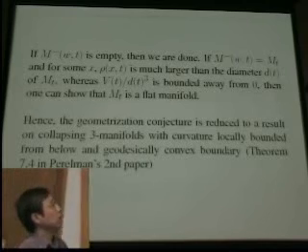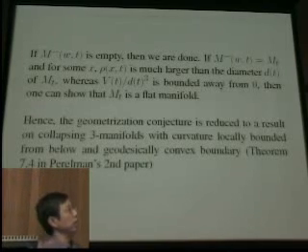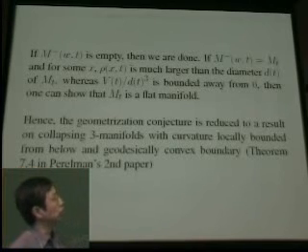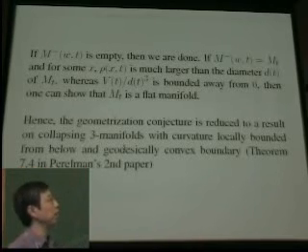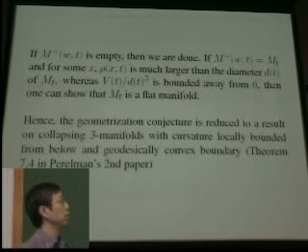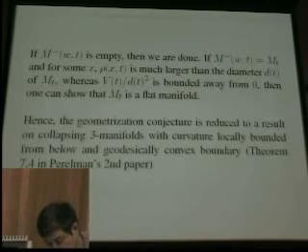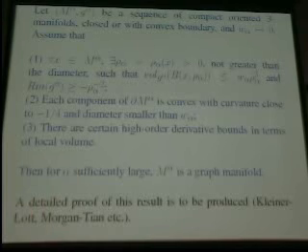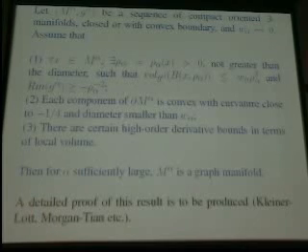So after this exceptional case is studied, the geometrization conjecture is reduced to a result on collapsing three-manifolds with curvature locally bounded from below. Here is a precise statement. This is basically a copy of a statement in the paper, so-called 7.4 in Perelman's second paper.